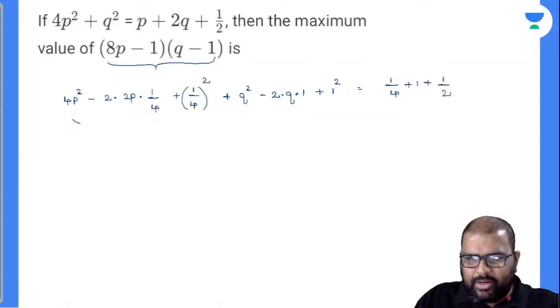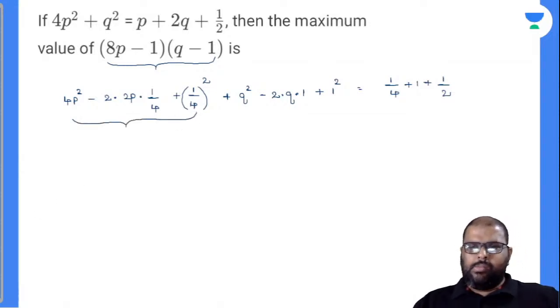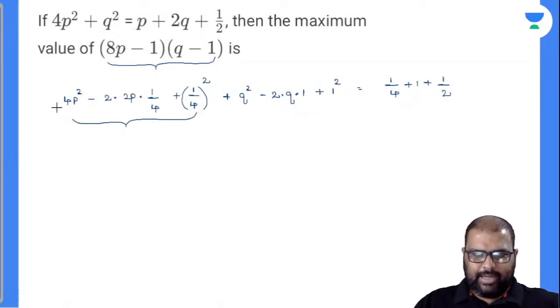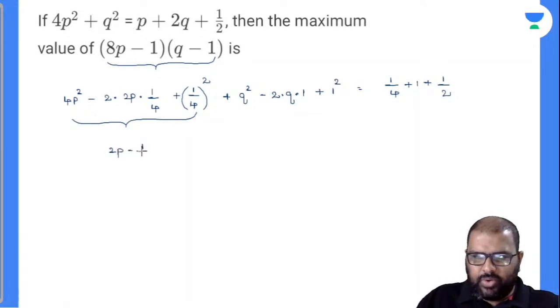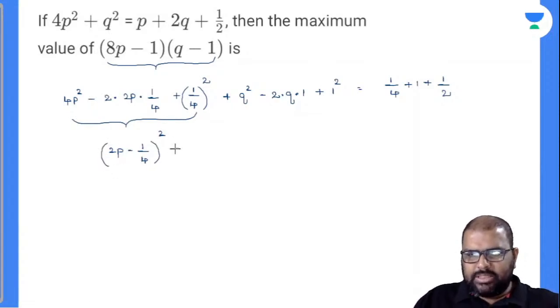This is in the format of, observe, 2p whole square minus 2 into 2p into 1 by 4 plus 1 by 4 whole square. Am I right or wrong? That is 2p minus 1 by 4 whole square. Please tell me whether I'm right or wrong. Yes. And this is in the format of q minus 1 whole square.